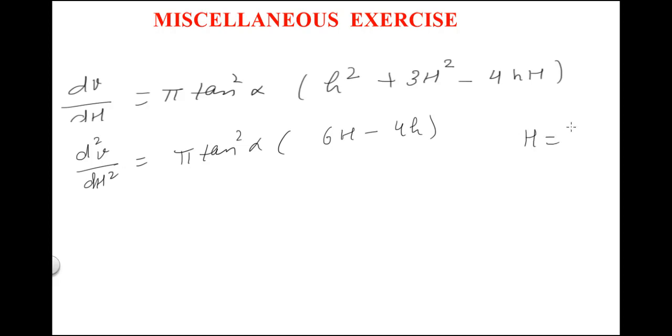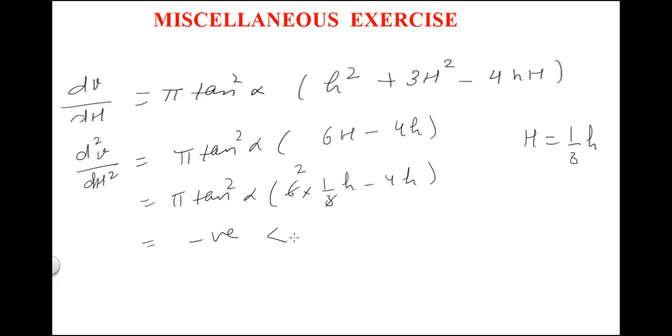Now we have got capital H as 1/3 of h. If we put that, just to see, pi tan square alpha, 6 multiplied with 1/3 h minus 4h. So 3 2s are 6, 2h minus 4h. We are going to get the answer as negative, which is less than 0. That means the volume is maximum at this point, H equals 1/3 of the height of the cone.